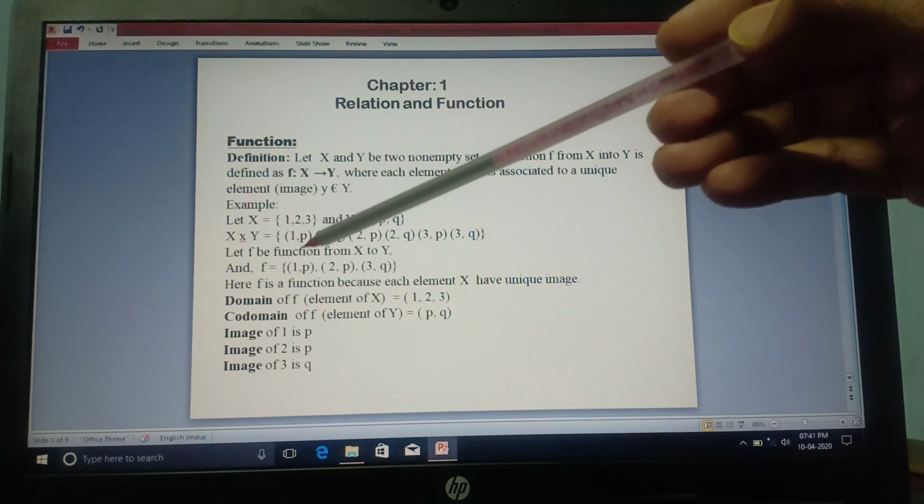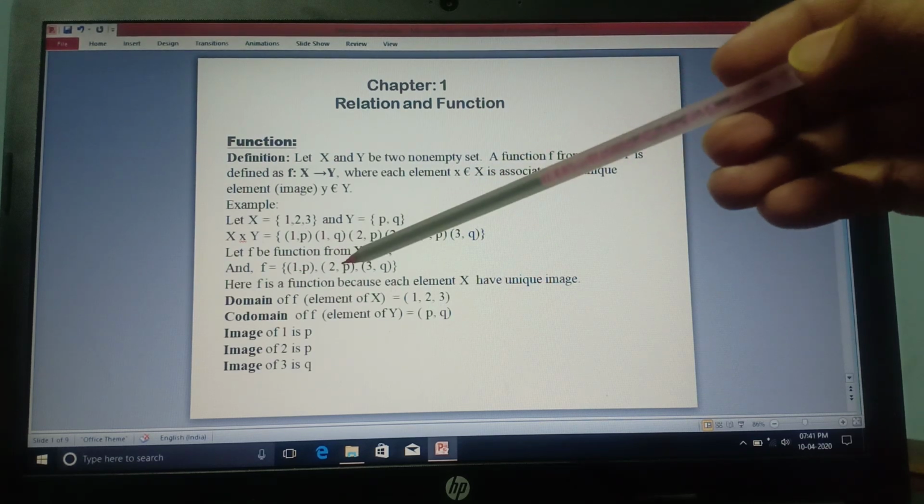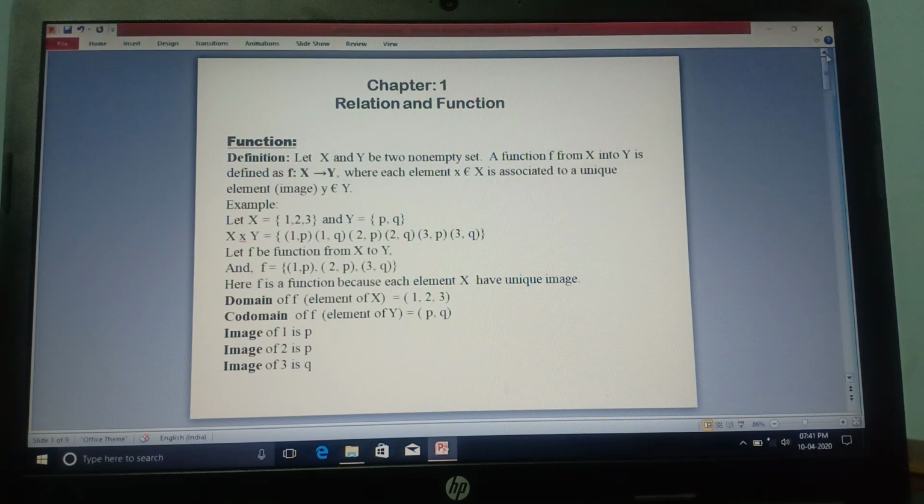in f each element in the domain has a unique image. The domain of f will be the elements of X: 1, 2, 3. The codomain of f will be the elements of Y: p, q. The image of 1 is p, the image of 2 is p and the image of 3 is q. So these are the definition of function and the domain, codomain and images of a function. I hope all of you understood.